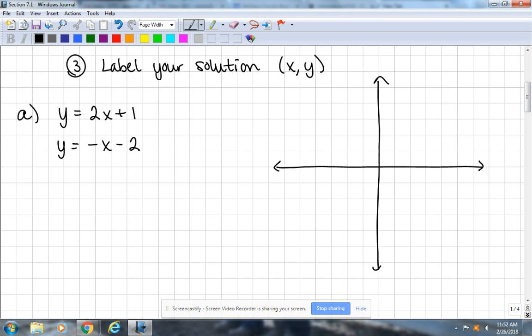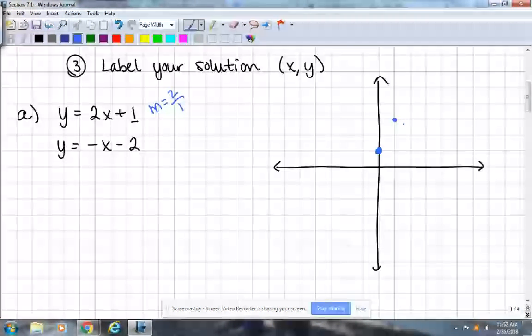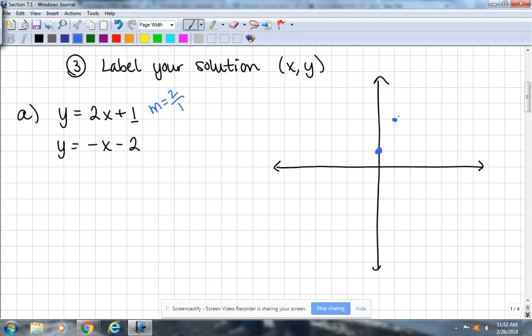So we're going to start with the first line. Notice that the y-intercept is 1. So we graph the point (0, 1), and that is on the y-axis. And the slope of that line is 2 over 1. So we rise up 2, run to the right one time. And since we want our line to be as exact as possible, we're going to do that multiple times. So up 2, right 1, up 2, right 1. And then we're going to go in the other direction and go down 2, left 1.